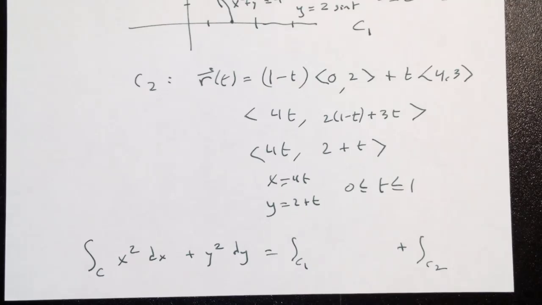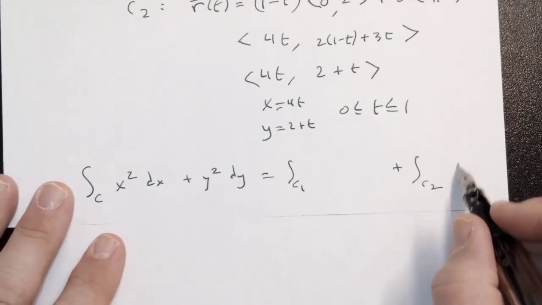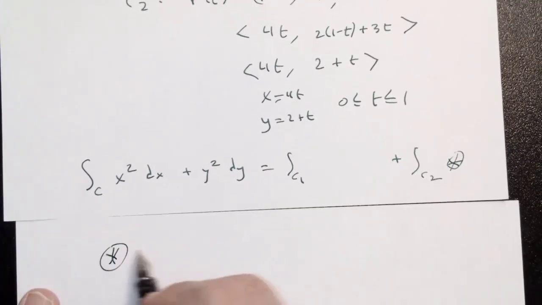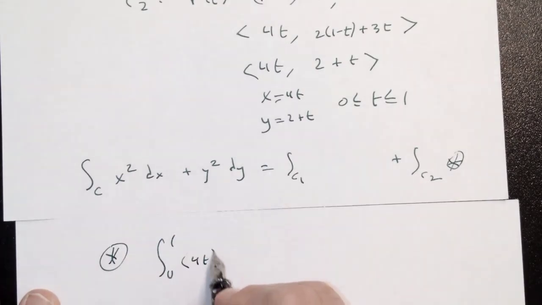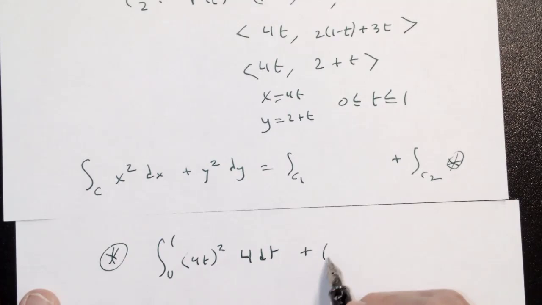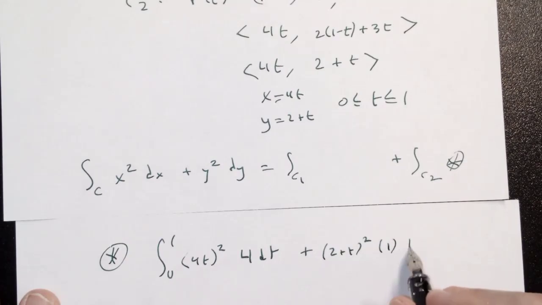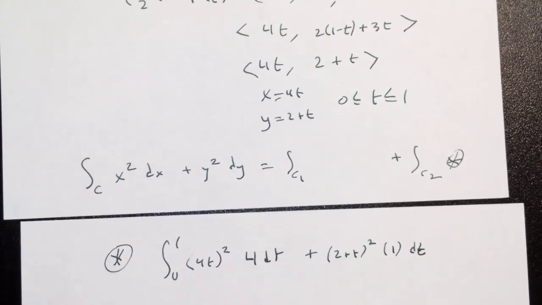Okay. So in the second one, it's the integral from 0 to 1 of x squared dx plus y squared dy. The derivative of 2 plus t is just 1. The derivative of 4t is 4. The other one's going to be a bunch of trig stuff, right?